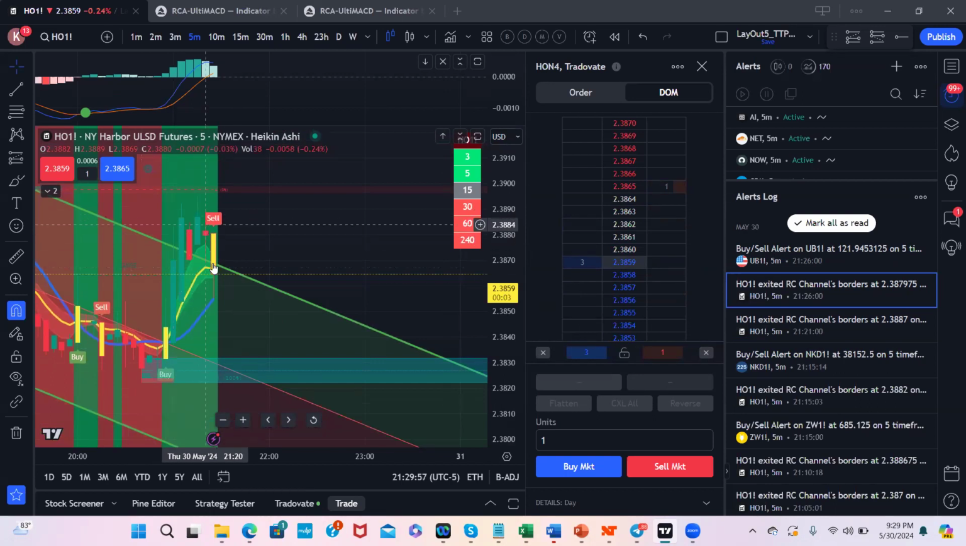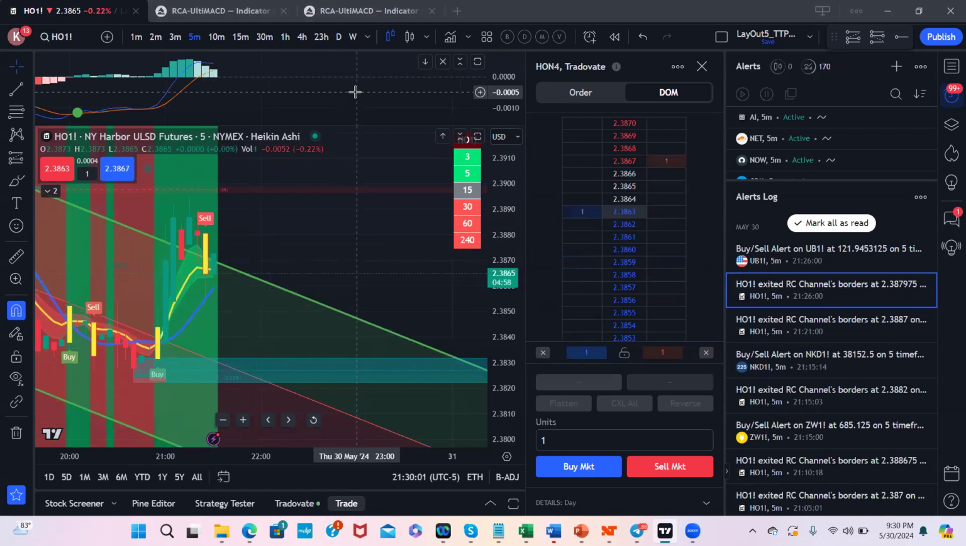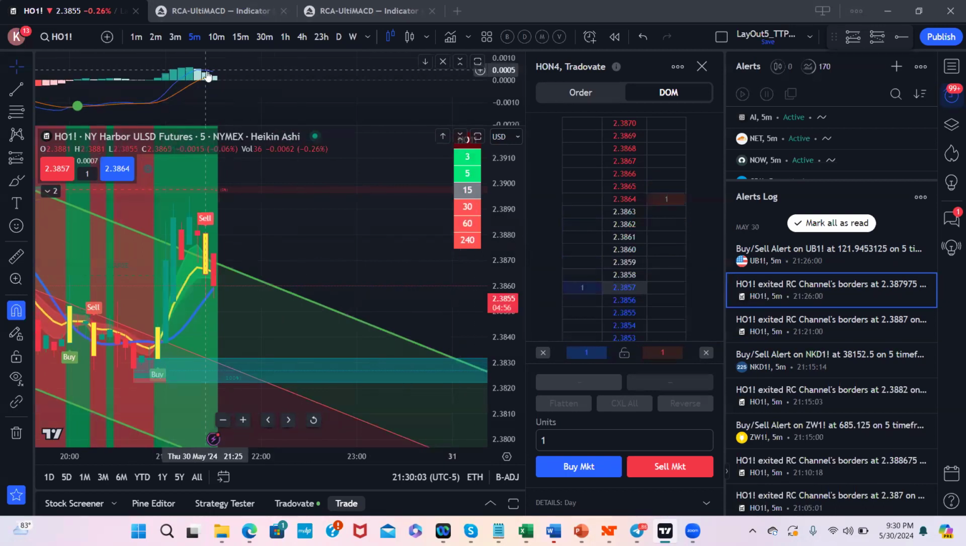Heating oil, we got a sell. We are just waiting for the right signal. If we get a red dot here, it is outside the channel. We got a sell opportunity. If the background becomes red or this becomes red, then yeah, we can enter. Now also we can enter. Right, I've kept a limit order here at 2.3861.